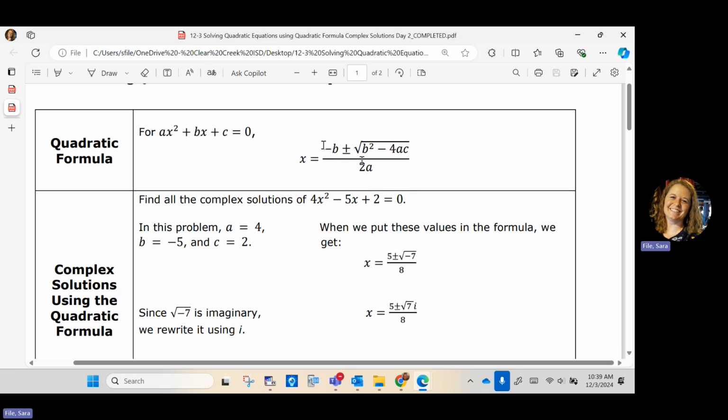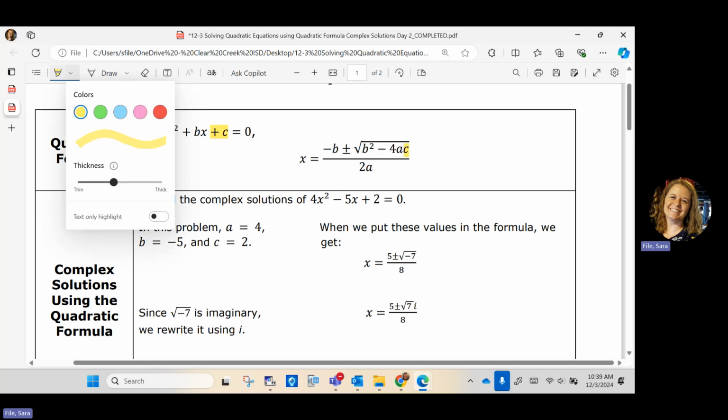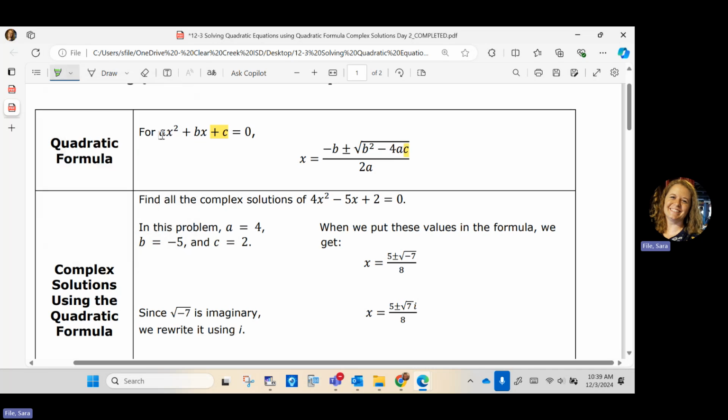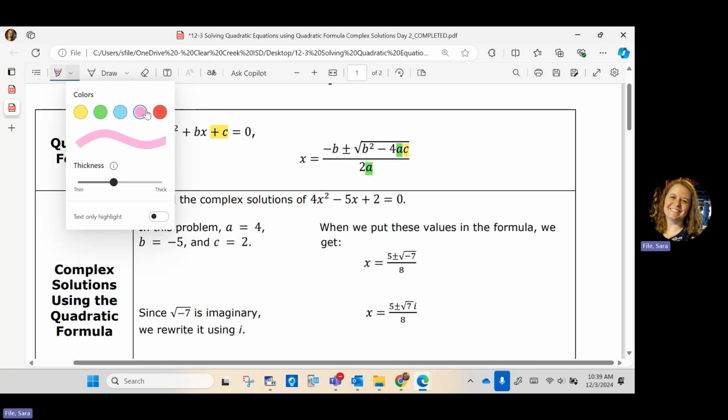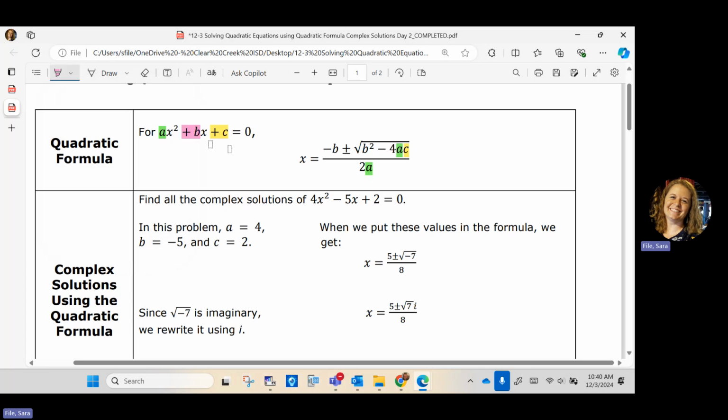If you want to highlight again where everything goes like we did on yesterday's notes, we can do that again real quick. C is the constant in standard form. A is the coefficient in front of the x squared. It gets plugged in two places. And then your b is the coefficient in front of your x term. It also gets plugged in two places. Okay, so that's our formula for solving quadratics.